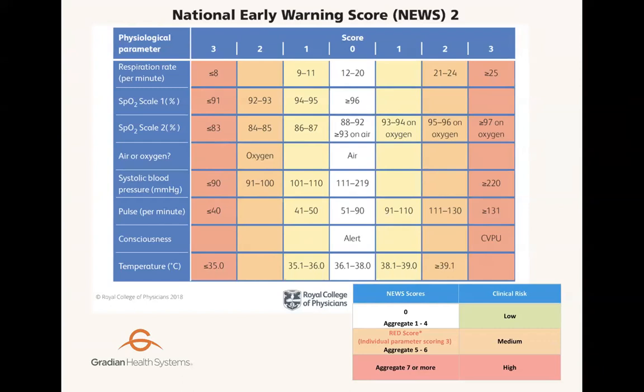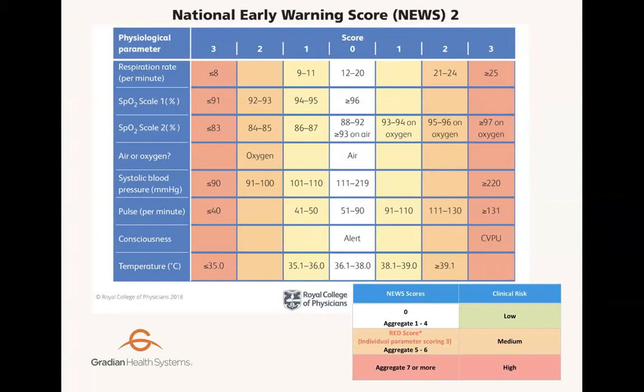But if there is a red score, that means any one of the seven parameters is scoring 3, and that is a medium clinical risk. Along with that, if the aggregate score is between 5 and 6, there is a medium clinical risk of a deteriorating patient. There must be a system to monitor this sort of patient, and close communication with the rapid response team, since the patient may deteriorate within the next few minutes. So the trigger for the resuscitation team or rapid response team should be an aggregate score of 5 or 6, or an individual score of 3. And if the aggregate score is 7 or more, then this patient is definitely very critically ill.